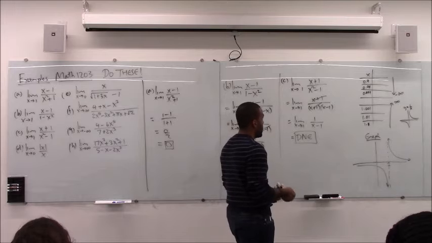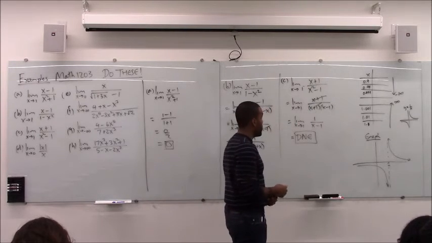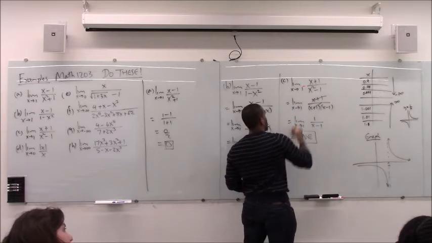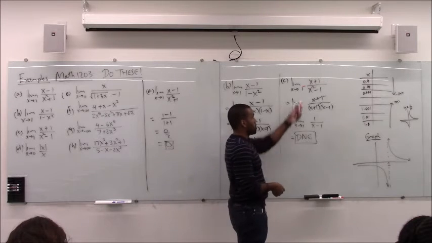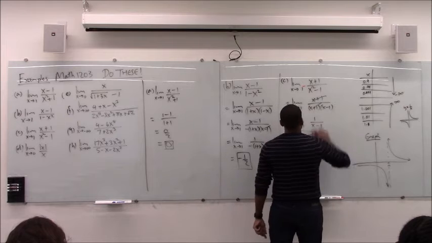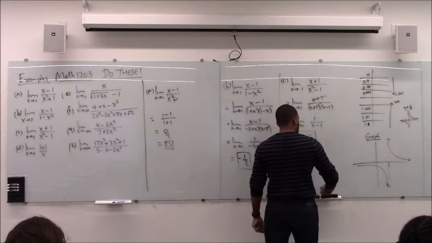What if I had done this problem instead, with a little minus sign here? It would have been negative infinity, because that just means from the left, so you don't care about this side. But without that, it actually does not exist.